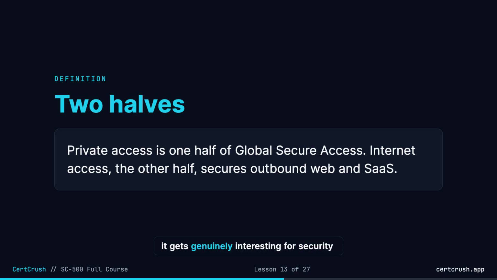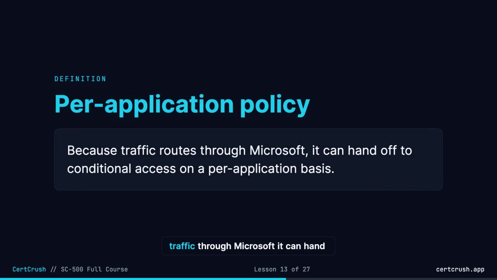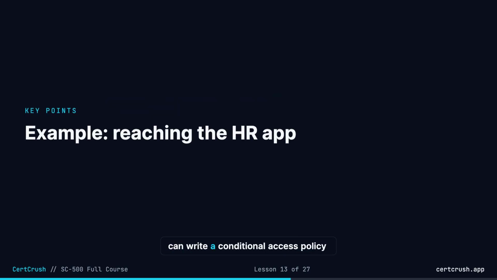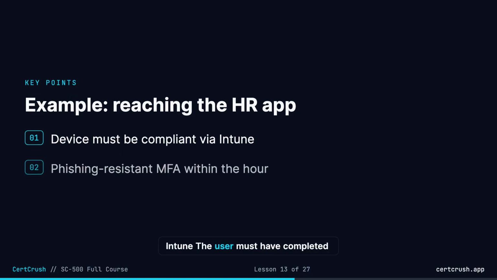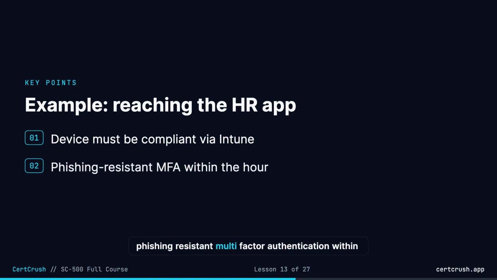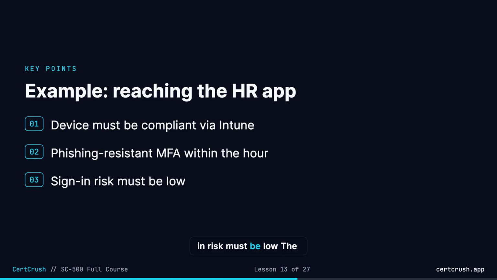Here's where it gets genuinely interesting for security engineers. Because global secure access routes traffic through Microsoft, it can hand that traffic off to conditional access, the policy engine you may remember from an earlier lesson, on a per-application basis. That means you can write a conditional access policy stating that to reach the human resources application over private access, the device must be compliant according to Intune. The user must have completed phishing-resistant multi-factor authentication within the last hour, and the sign-in risk must be low.